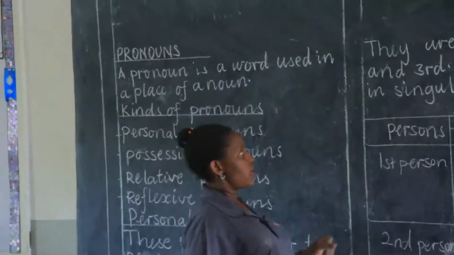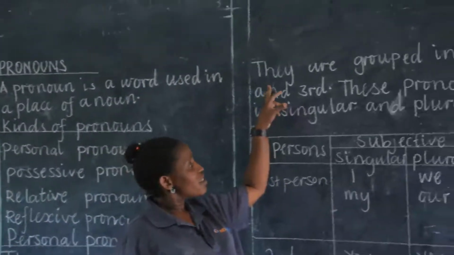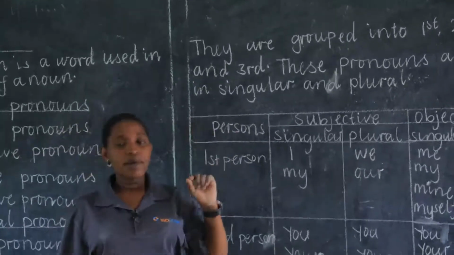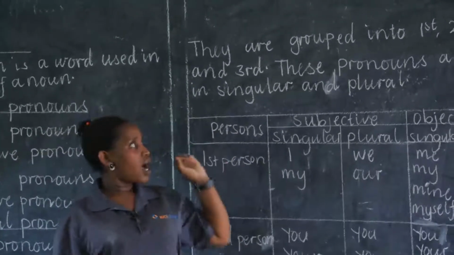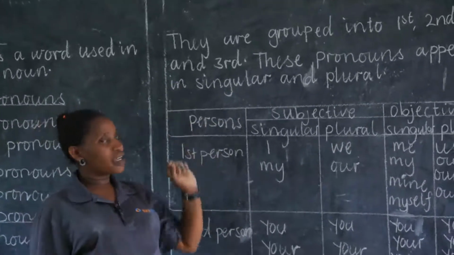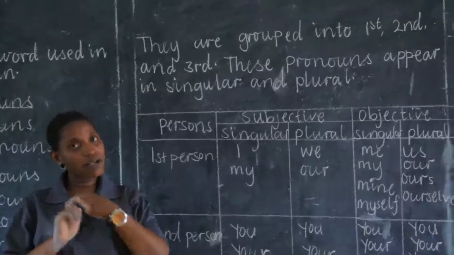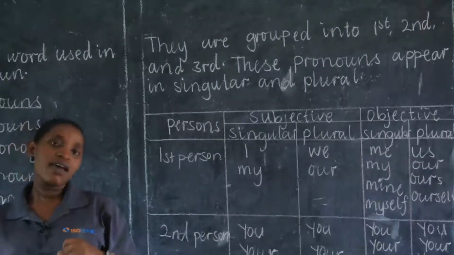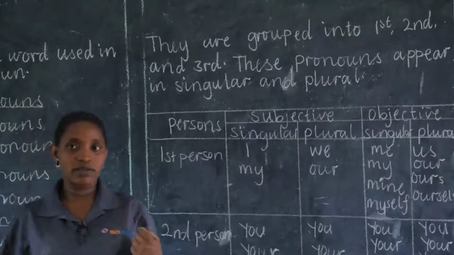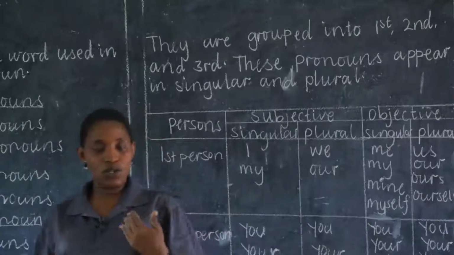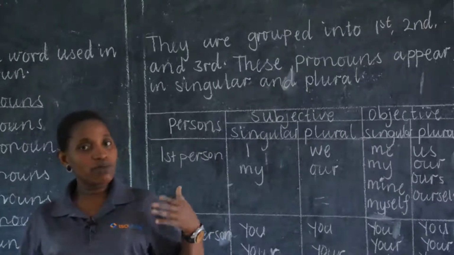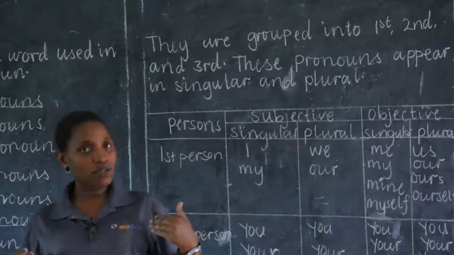Now we are saying they are grouped into first, second, and third persons. Pronouns are grouped into first, second, and then third person. First person, who is the first person? The first person is the person talking, me talking. I am the first person. I, that is the first person. When I'm talking, I'm the first person.